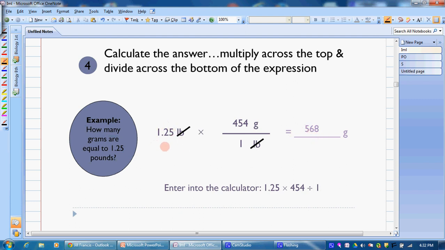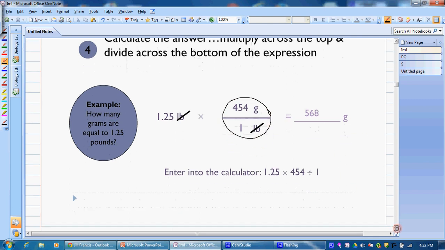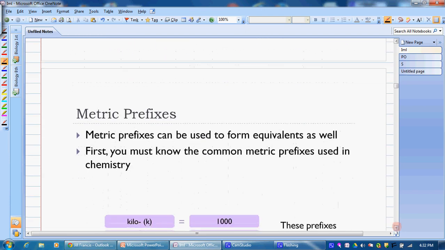We have 3 significant figures here, so we want 3 in our answer. Again, this is a conversion factor. It's just counted numbers, so those do not apply to a conversion factor or to significant figures.